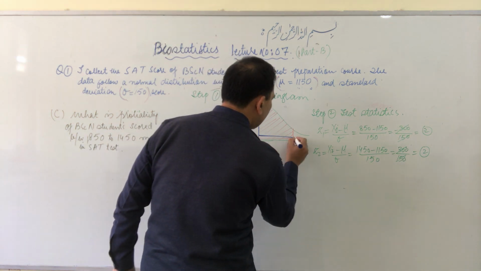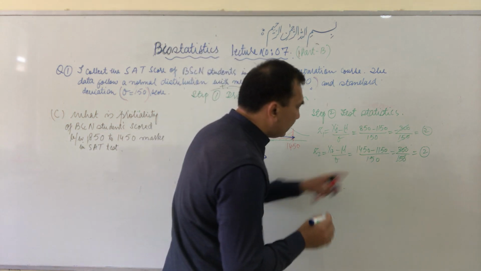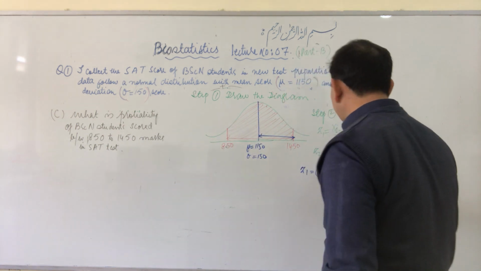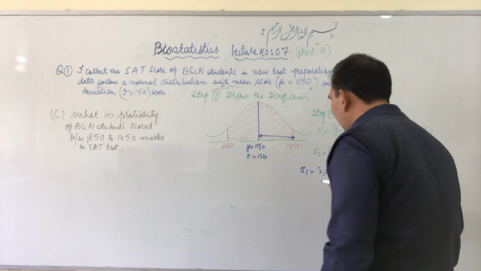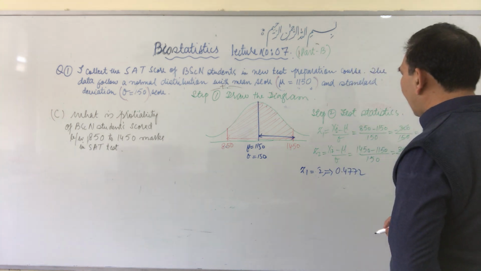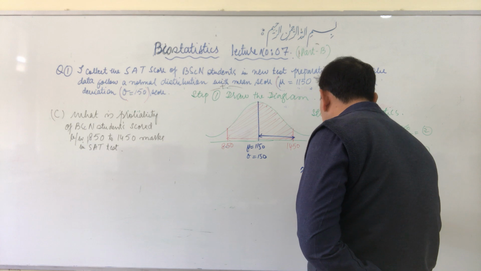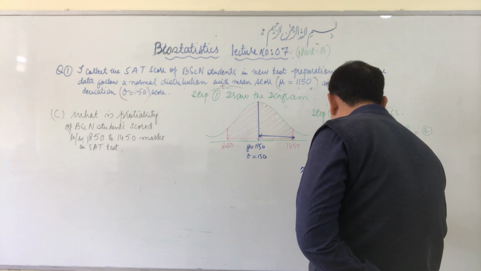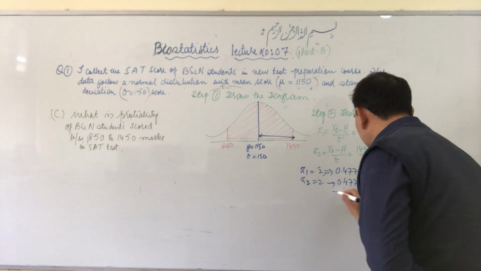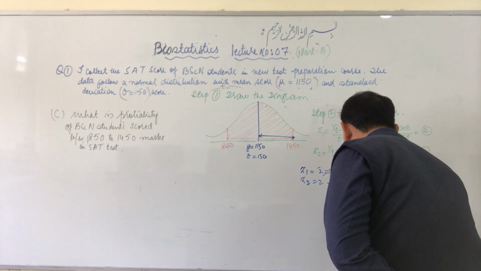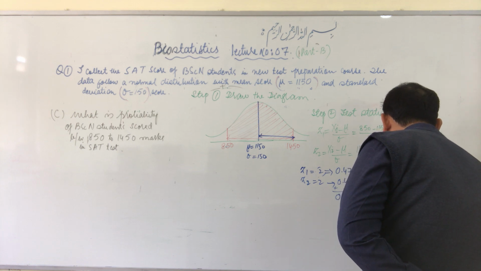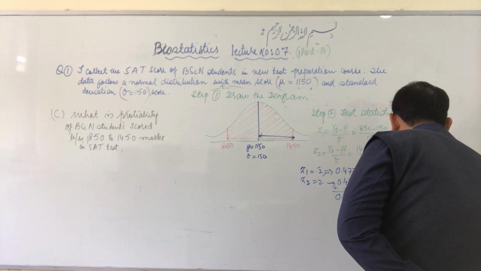So from here to here, now we will find the z score value. The z score value for the 2 from the z table is 0.4772, and 0.4772 for the z1, 0.4772 will be for the other 2. So we will add up. So it will be around 0.9544. Then we will multiply by 100. It will be 95.44%.